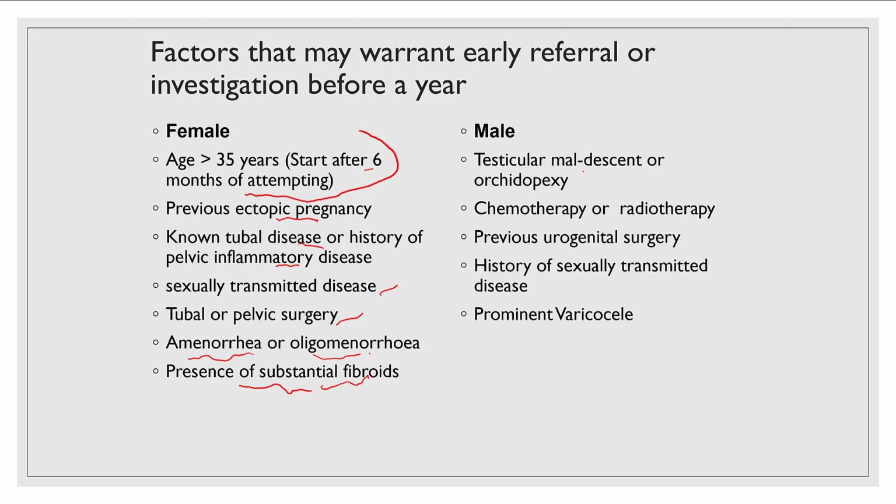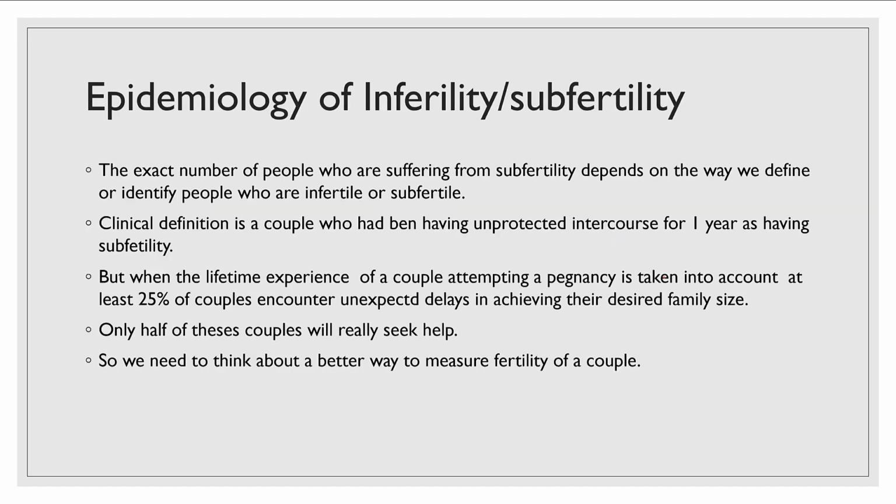In males, maybe testicular maldescent, any testicular surgery, trauma, orchidopexy, orchitis, post-mumps orchitis, herniorrhaphies, which we will discuss in the history, anything to do with the scrotum or inguinal canal, radiotherapy, chemotherapy in that area, any previous urogenital surgeries, STDs, very prominent varicocele. If you detect anything on examination, you need to send them for investigations.